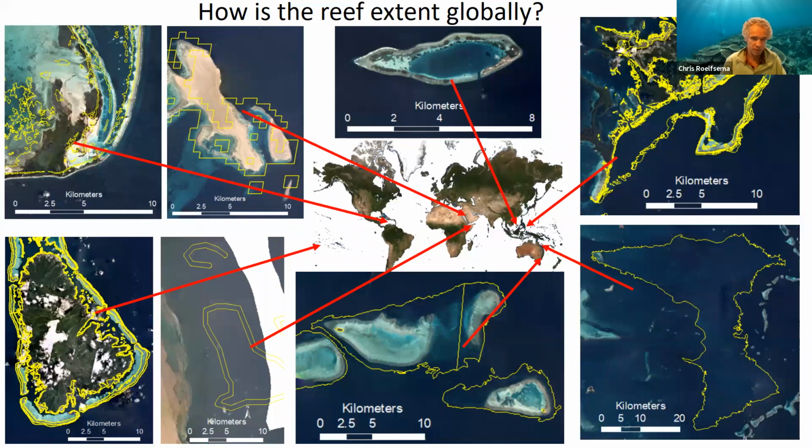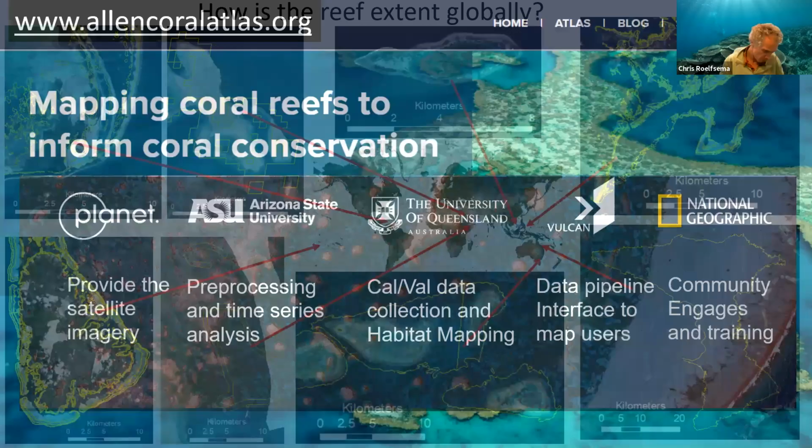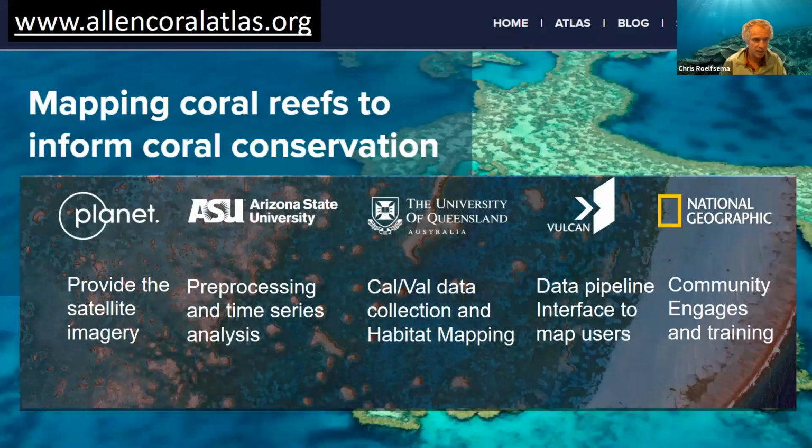So that got us a team together with Planet, Arizona State University, University of Queensland, Vulcan, and National Geographic. Planet provides the satellite imagery, Arizona State University does the pre-processing, University of Queensland does the calibration, validation, and habitat mapping, and Vulcan takes care that the pipeline gets interfaced online. And then National Geographic is communicating to the wider audience.